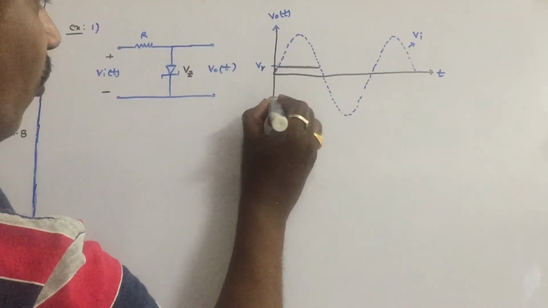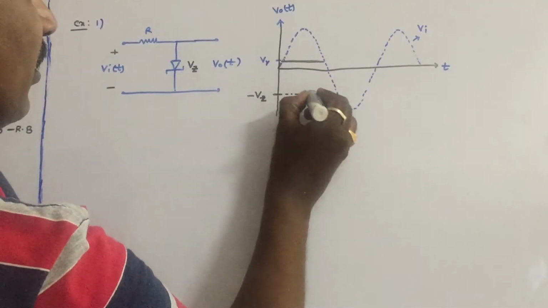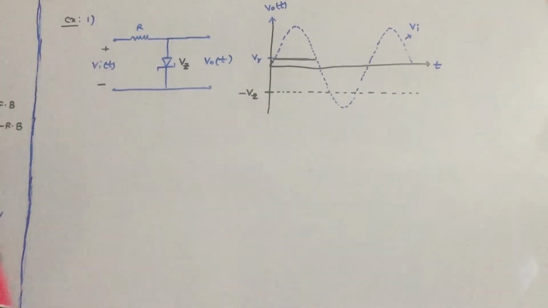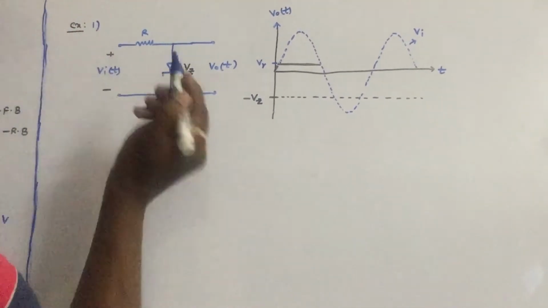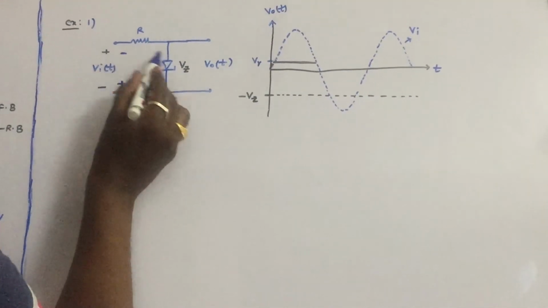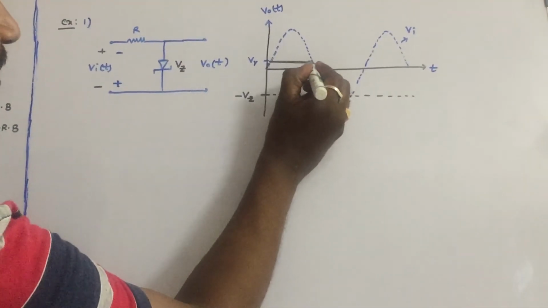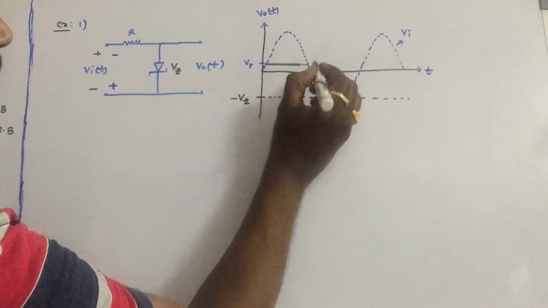Somewhere locate minus Vz, the Zener breakdown voltage. This is minus Vz. So during the negative half cycle, the diode is reverse biased. During the negative half cycle, the diode is reverse biased, therefore the output follows the input.